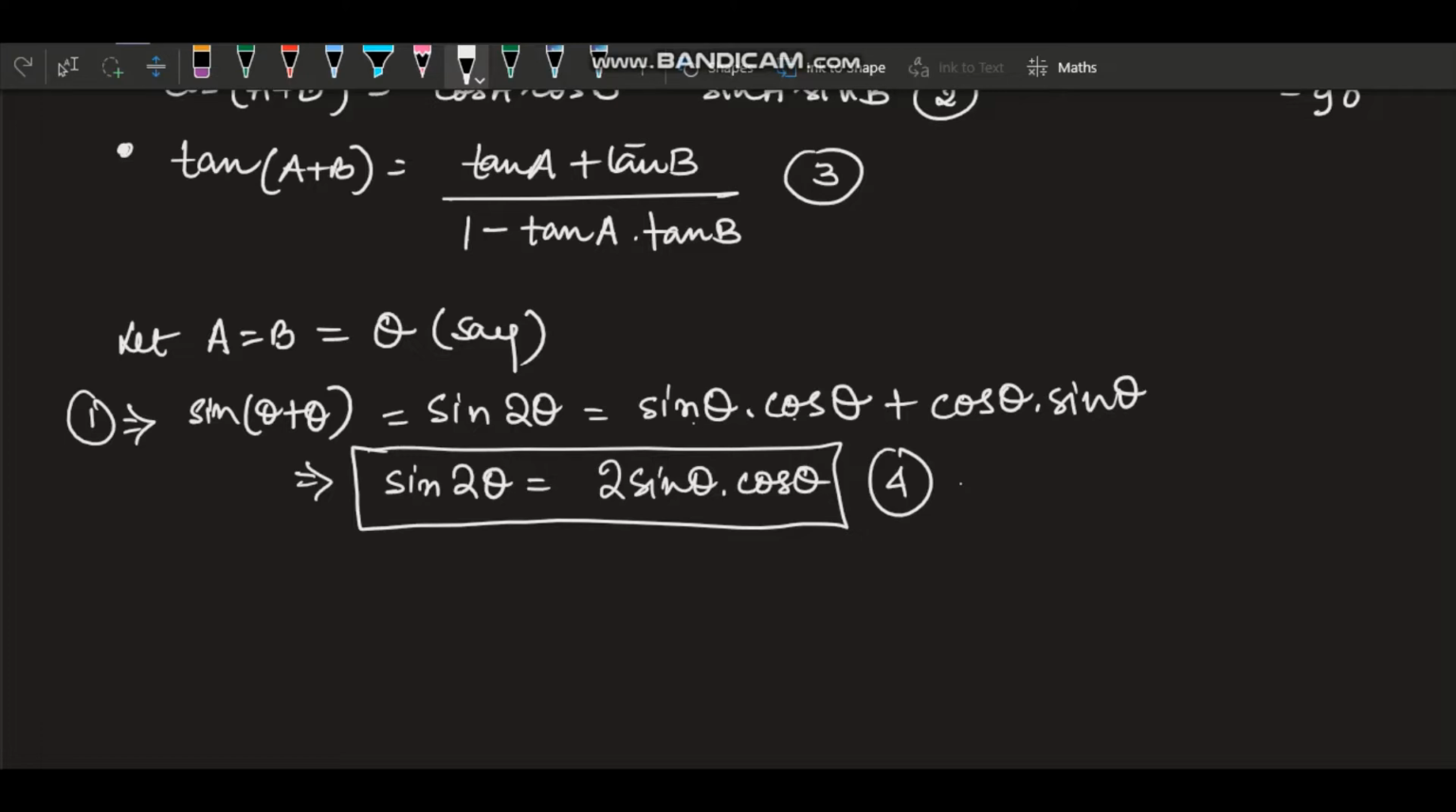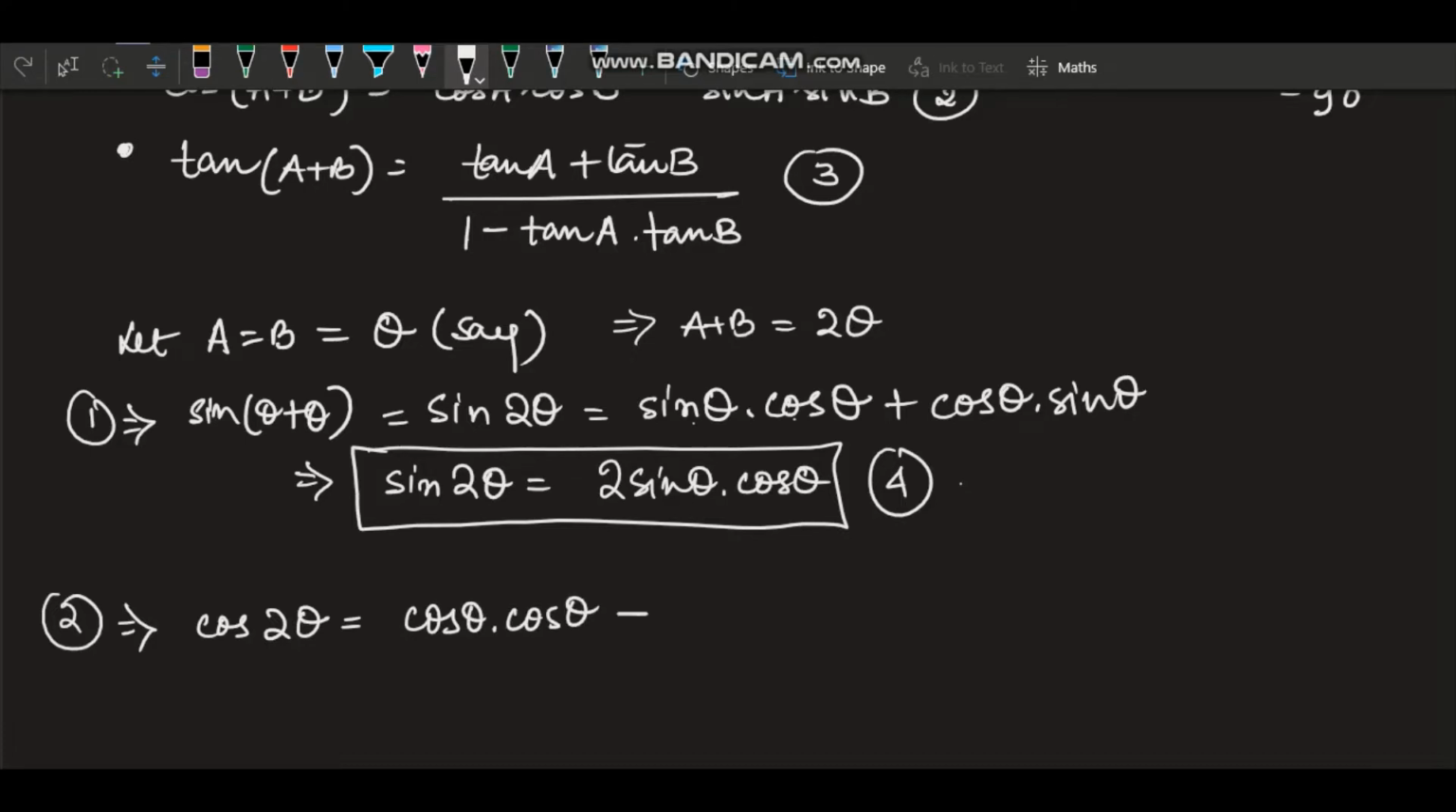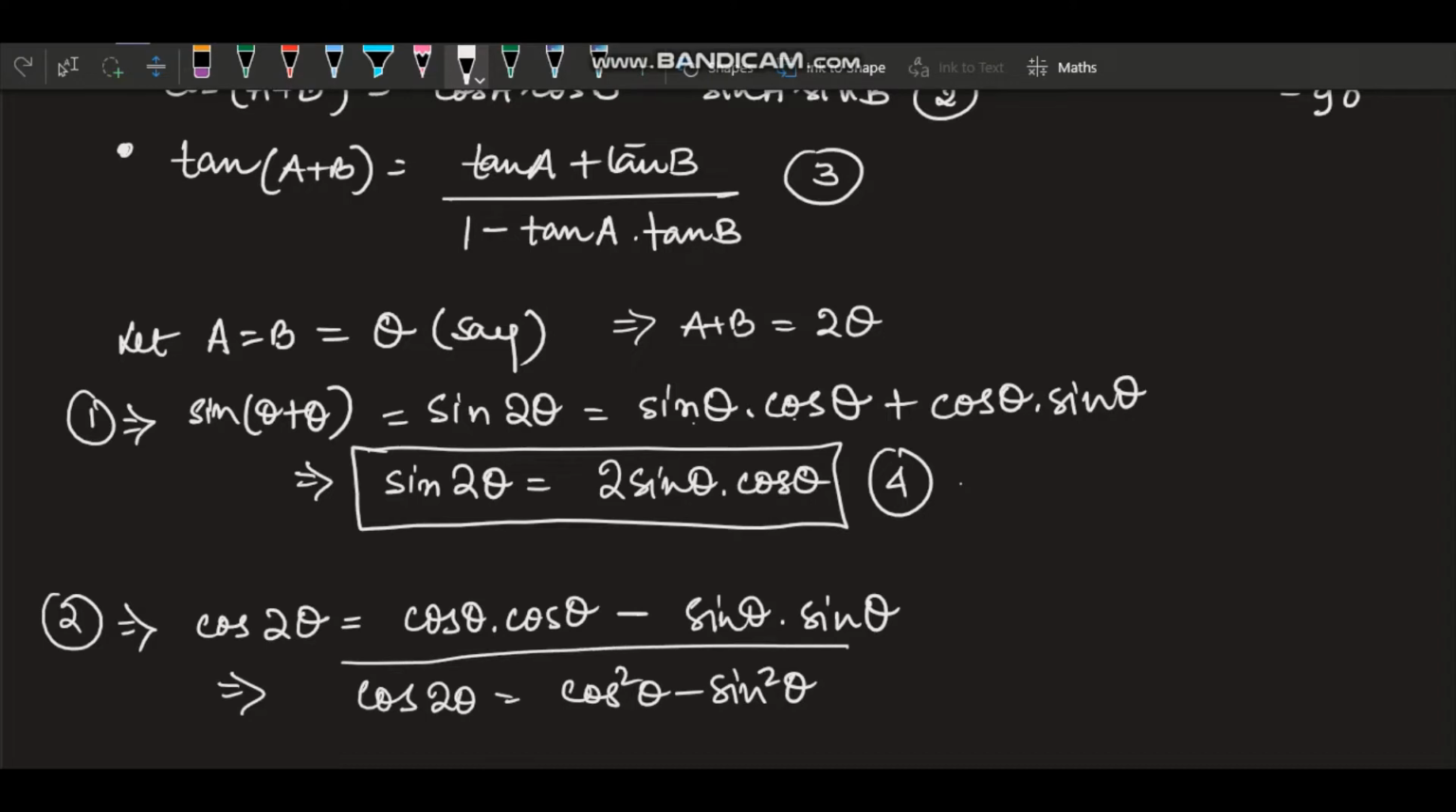Similarly, the second one is that of cos 2 theta. Cos (A plus B), definitely A plus B is going to be 2 theta. So the second one is cos 2 theta. And what is cos (A plus B)? It is cos A cos B minus sine A sine B. So in place of A also we are writing theta, and in place of B we are writing theta. So cos A into cos B is cos theta into cos theta. Similarly, sine A into sine B is sine theta into sine theta. So we have cos 2 theta equal to cos square theta minus sine square theta. Right? Let me denote this by 5.